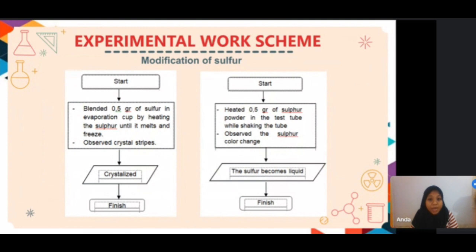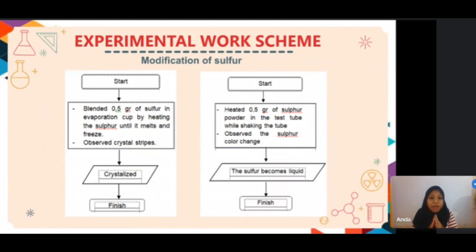Experimental work scheme, modification of sulfur. And then start. Burn 0.5 gram of sulfur in a porcelain cup by heating the sulfur until it melts and freezes into prismatic crystals. Crystal, and finish.